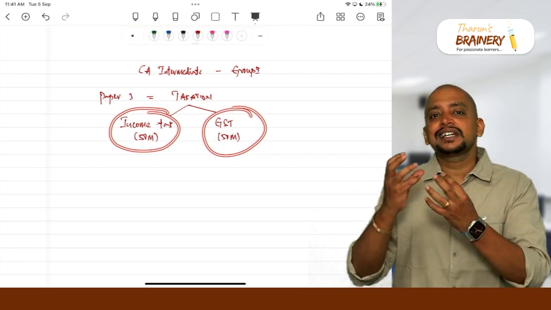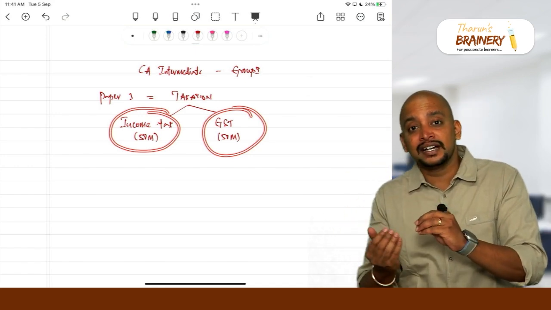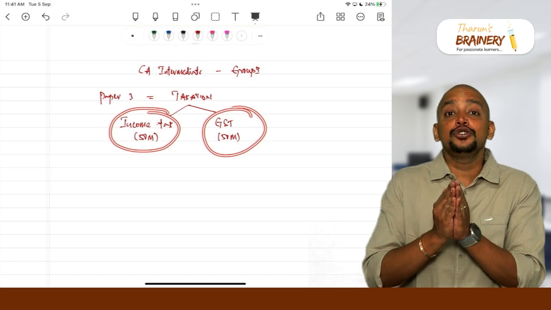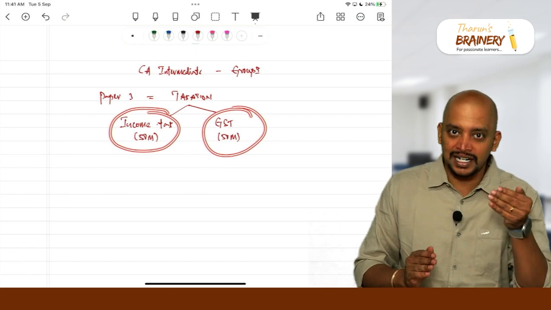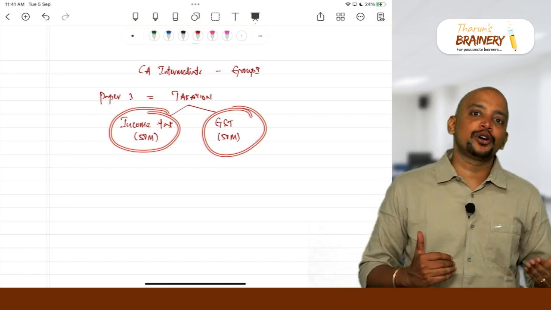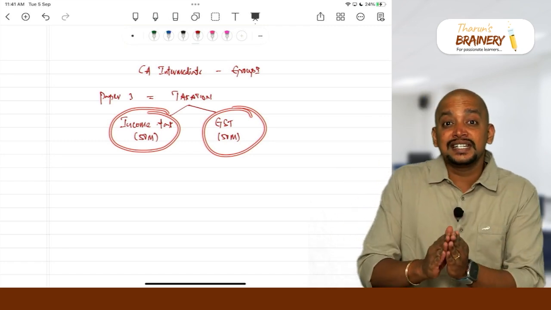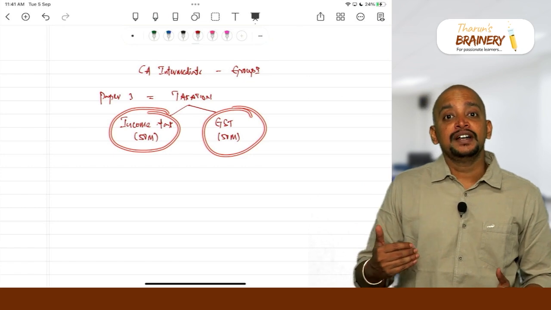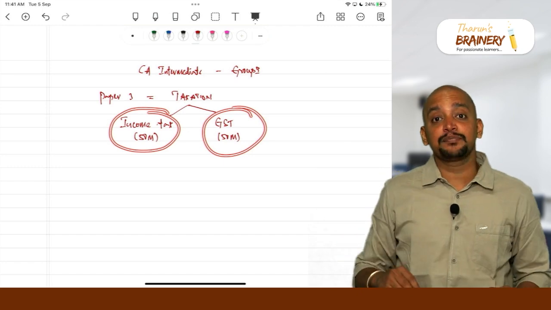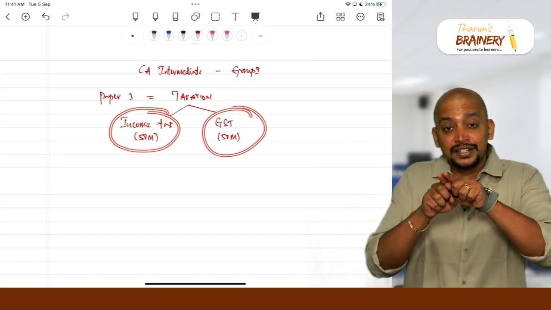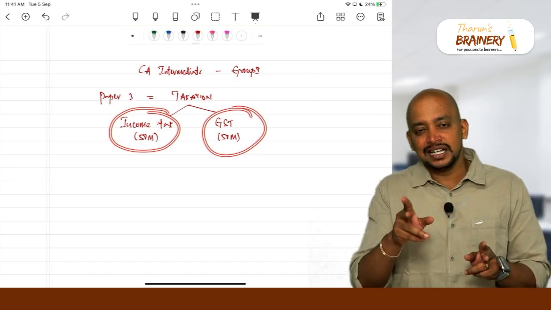Now, strategically, you can focus more on GST. With due respect to the income tax subject, I'm not saying that income tax is not important. Income tax is also important, GST is also important. You should learn both. Because at CA final level, you have paper 4 as direct tax and paper 5 as indirect tax. So income tax is actually direct tax and GST is indirect tax.